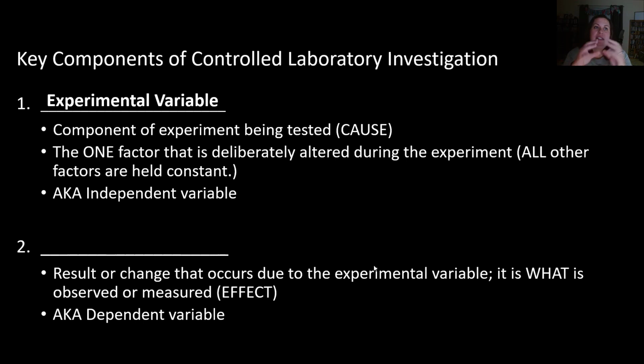The experimental variable is the component of the experiment being tested. It's the cause that will ultimately then determine an effect. It's the one factor that you are deliberately altering or changing. So as the scientist, it's the one thing that you're changing. It is also known as your independent variable. On the other hand, you also have what we call your responding variable. This is the result of the change you made. This is what you're going to measure because of what you caused with your experimental variable. This is the effect. This is also known as your dependent variable because it depends on the experimental variable.